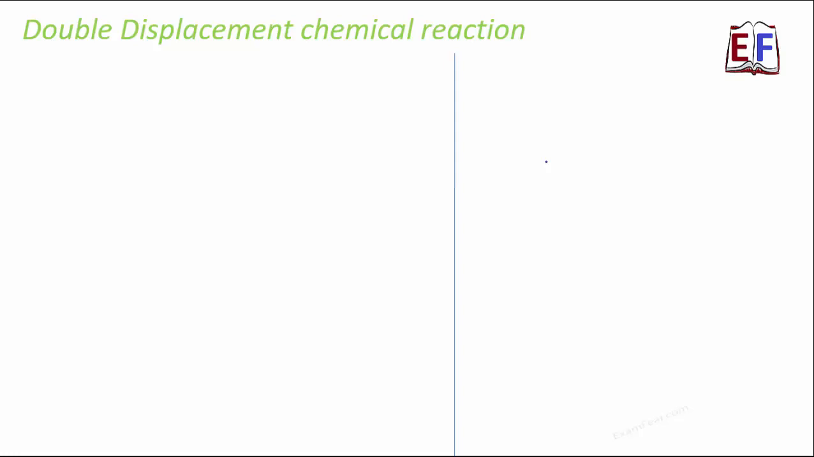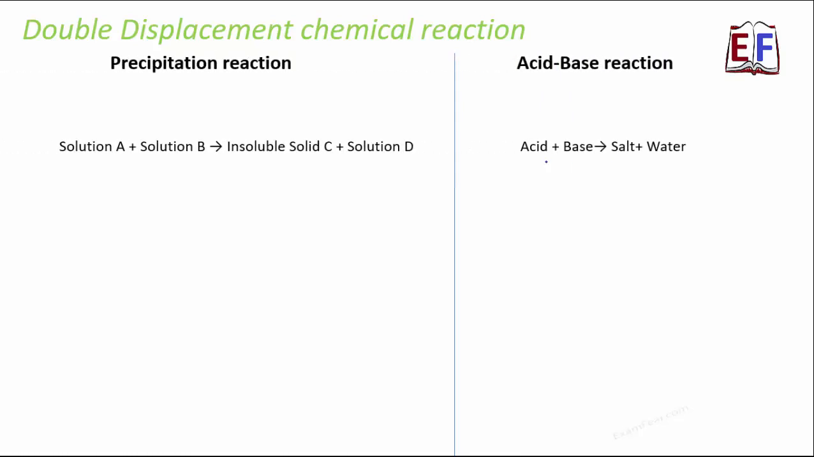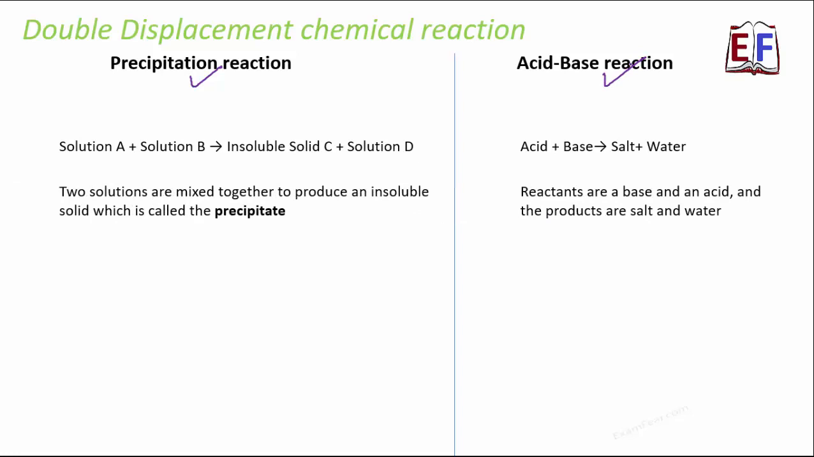Even before we talk about some examples of double displacement, there are certain types of reactions which have different names, but they also fall under the category of double displacement. For example, precipitation reaction and acid-base reactions. So what happens in a precipitation reaction? In a precipitation reaction, two solutions are mixed together to produce an insoluble solid, which is called the precipitate. As you see, solution A combines with solution B to form insoluble solid C, which is called precipitate, and a solution D. So that's a precipitation reaction.